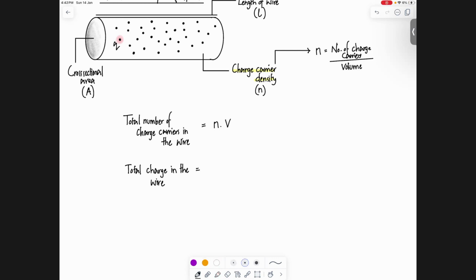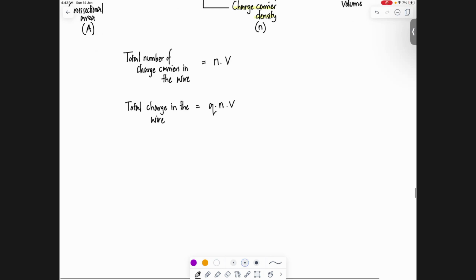My question is the total charge in the entire wire. Q into N is the total number of particles, and then you multiply that with Q, you get the total charge. One charge is Q, and the total charge is that into the total number of particles. What is the total number of particles? NV, right? So therefore this is Q and NV. Are you with me so far? Now this is Q total, that is Q N V, the total charge out there. You agree with me so far?